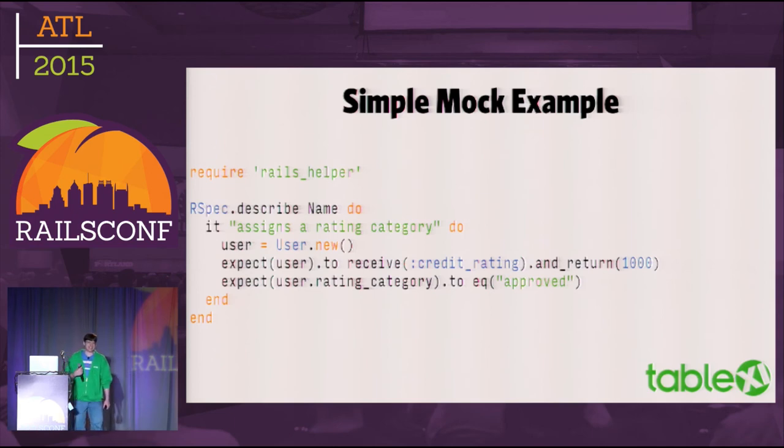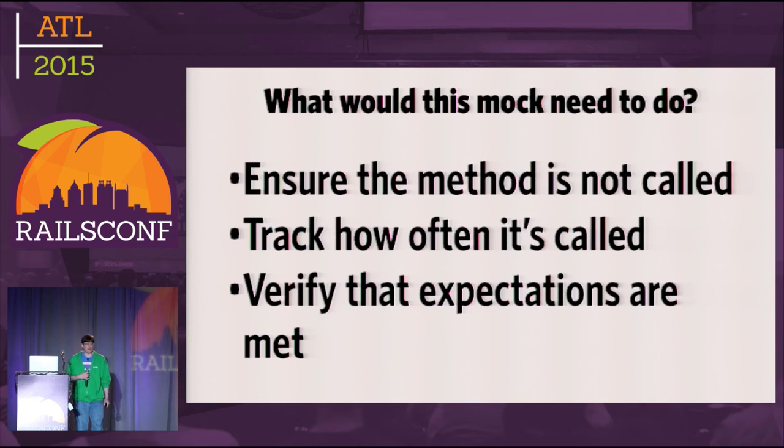But we've also set up, by saying that we expect the user to receive, an expectation that that user will receive that method, and this test will fail if that method does not get invoked. So I wanted to think for a second, abstractly, what has to happen in that line of code, all the bookkeeping that has to happen for the mock package to work. A couple of different things have to happen. RSpec needs to ensure that the underlying method is not called and that instead the value that you've specified is returned. RSpec also has to track how often that method gets called and with what arguments, because that's used to determine whether the mock passes or fails. And then at the end of the test, it has to determine that all those expectations are met.